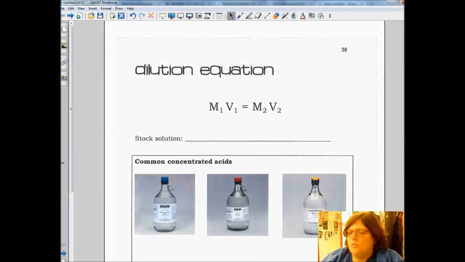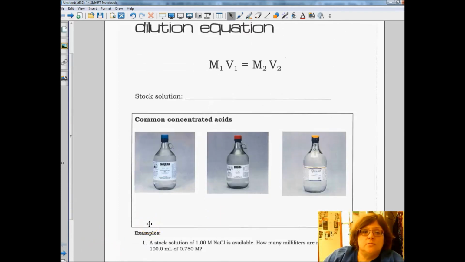One last thing with solutions. On occasion, we'll have a need to make our own solution. Now, we tend to buy concentrated solutions. For instance, this first picture is a picture of concentrated hydrochloric acid. It has the blue lid, that's the clue. Hydrochloric acid has a molarity of 12 when it's concentrated.